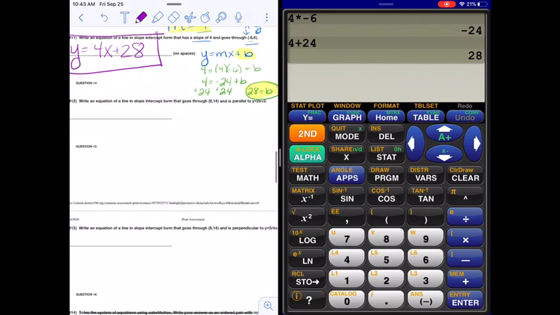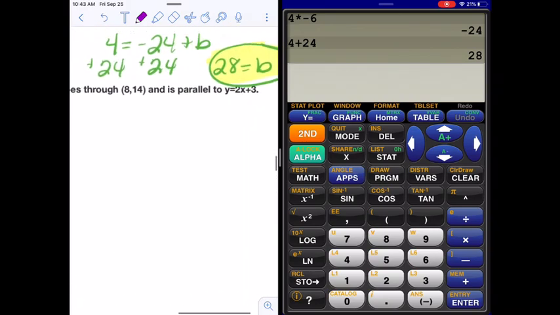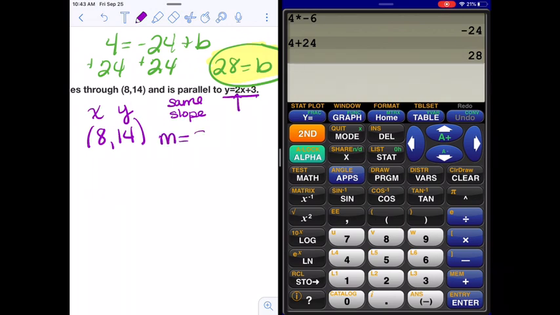All right, moving on. Write an equation of a line in slope-intercept form that goes through (8, 14). So that's your x, that's your y. And it's parallel to y equals 2x plus 3. Parallel lines have the same slope, that number in front of the x. So right here, the slope of that line is 2, and since I want the line to be parallel to it, I'm going to use m equals 2. I'm going to highlight that because that's already one of my answers.